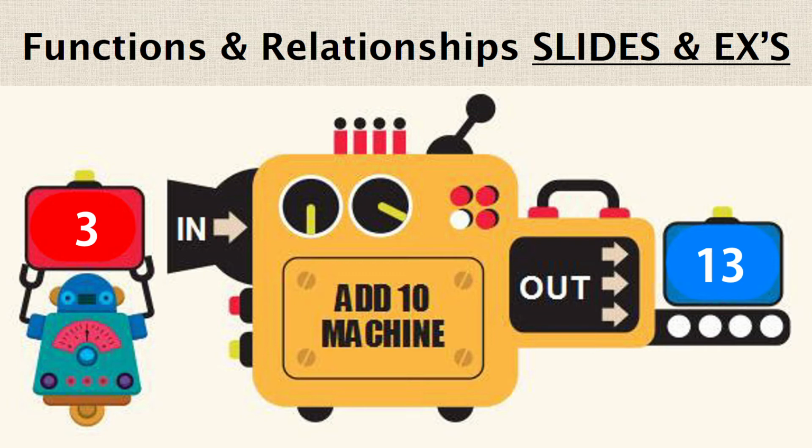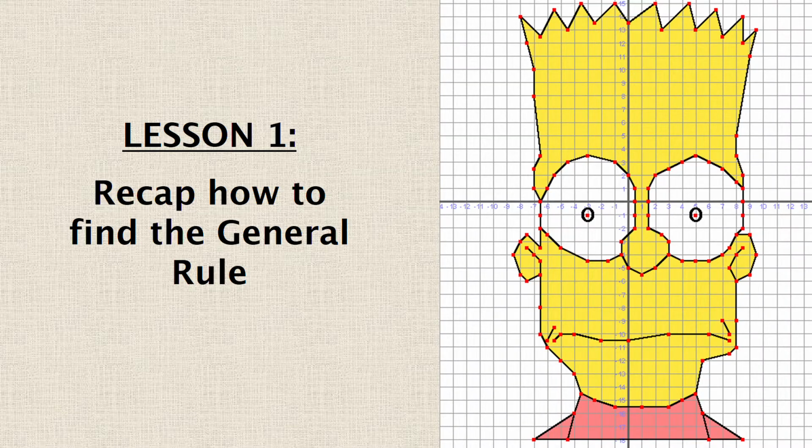Good morning, guys. We're starting a new section today, Functions and Relationships. This is topic 15 from your textbooks. A lot of what you're going to see you might have already seen this year, so some of it is recap and then building on to what we've already done. In this lesson, we're just going to recap how to find the general rule.